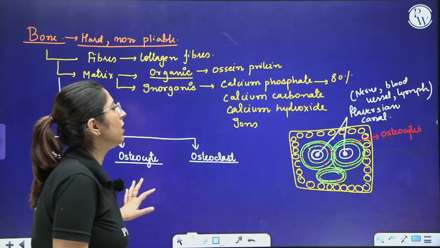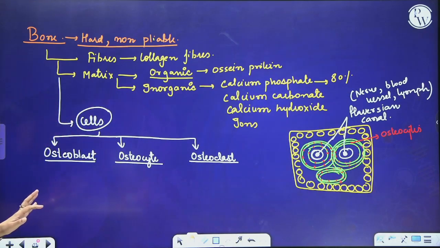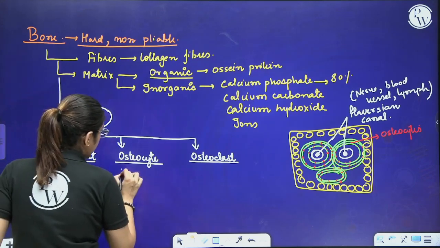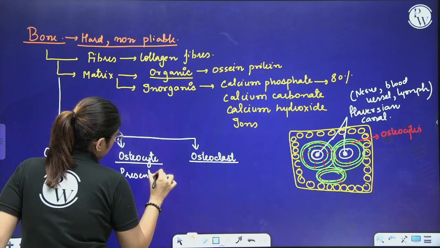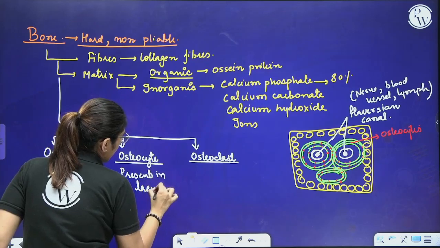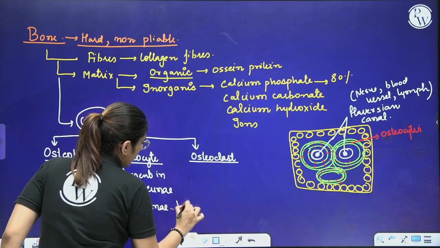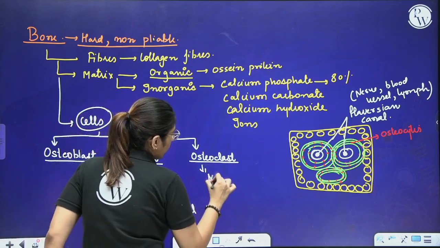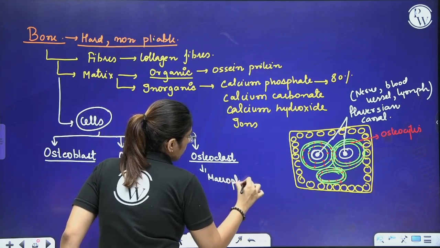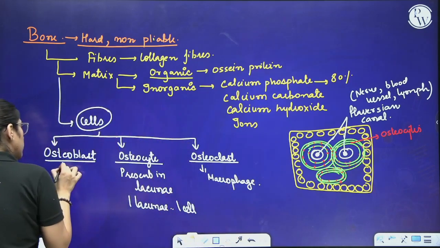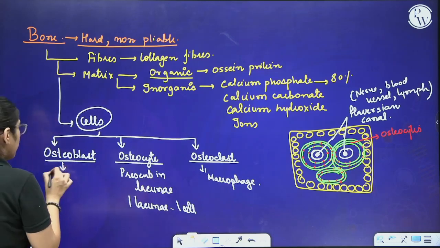So, similar function like that of the osteoblast cell, like that of these osteocytes, the osteoclast cell, just like that we have seen in case of the chondroblast cells. So similar things are present over here also. Clear? So basically, these are the ones which are present in lacunae. Present in lacunae, but only a single lacuna. That means one lacuna and one cell is there. These are the macrophages, which help in the resorption of bone. And osteoblast cells are those cells which form the bone.